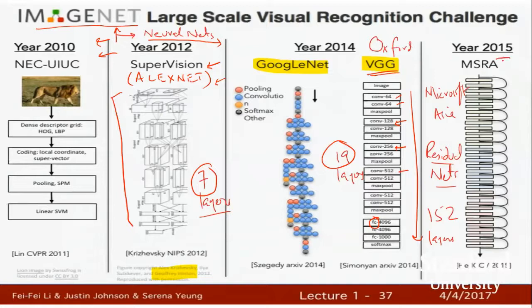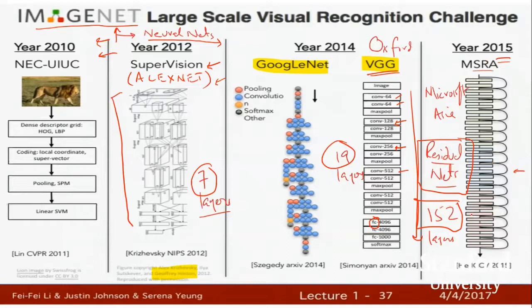In 2015, the winner was Microsoft Asia, which had a technique using residual networks. And we'll talk about this a little bit as well. This had 152 layers. So you can see that people just went crazy, right? From 19 layers, they went all the way up to 152 layers, right? They had a lot of computation power, so they said, let's try it out.